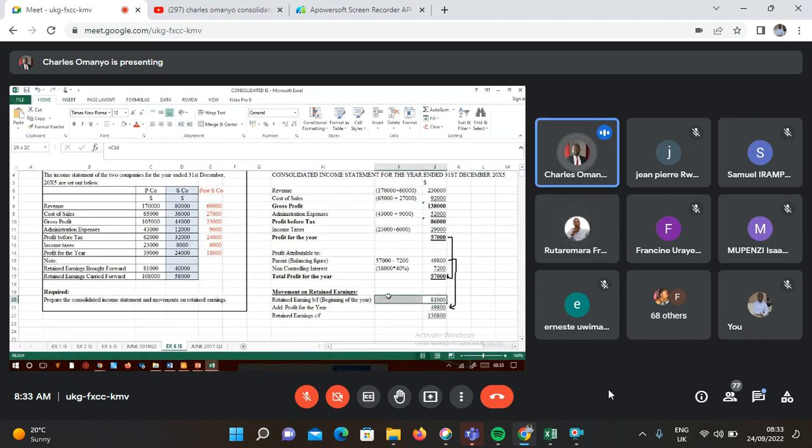Yes. Do you see this? Retained earnings brought forward. This is retained earnings at the beginning of the year. So if the company was also acquired at the beginning of the year, you also don't add the brought forward, because the company was acquired at the beginning of the year, which means in the last year, the company was not there. Do you get me? These are profits that were made in the previous years up to the beginning of the year. Okay.